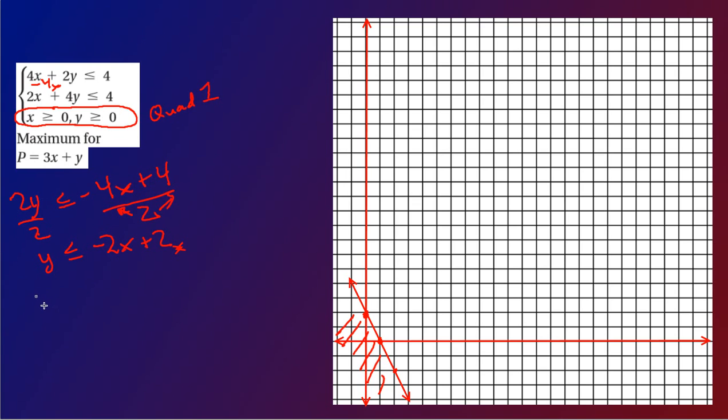Alright, the next one. 2x plus 4y less than or equal to 4. Subtract the 2x. This is the plus, it's not written. Divide by 4. Less than or equal to negative a half, because that reduces to a half, plus 1. So I'll do this one in orange. My y-intercept is 1. Then down 1, right 2. So this is very, very small right here. Very small.